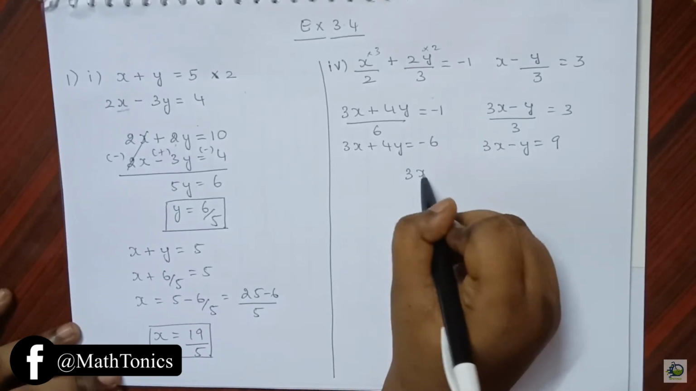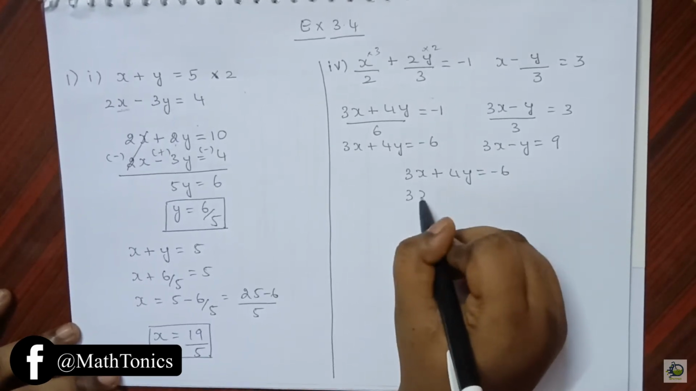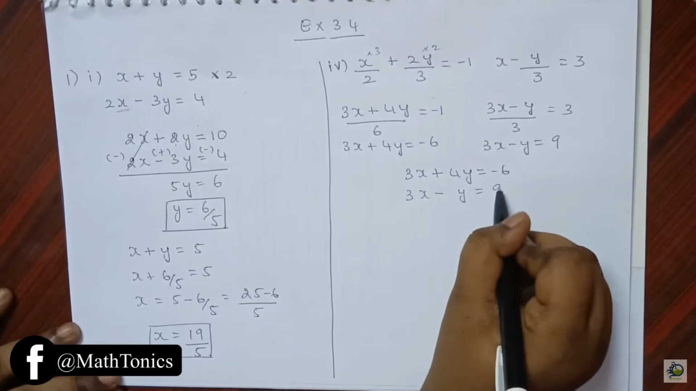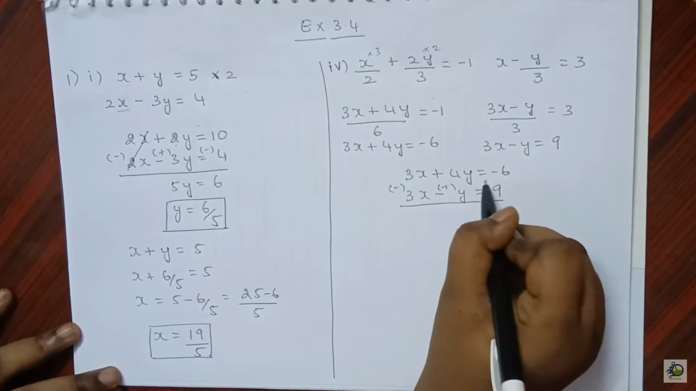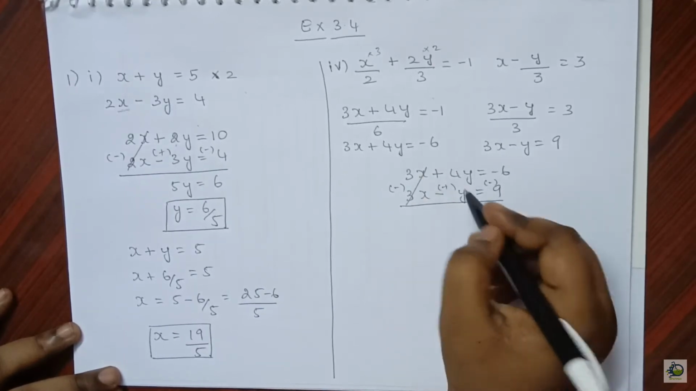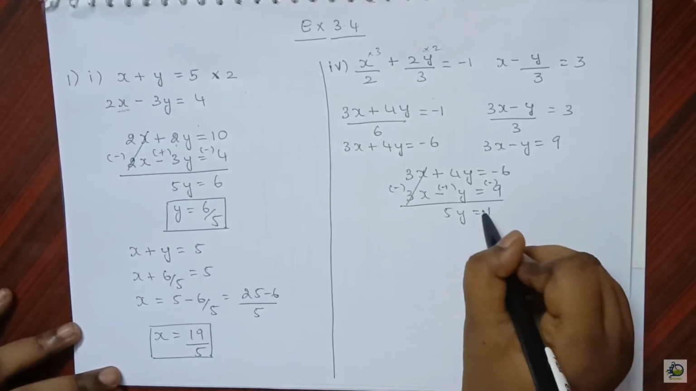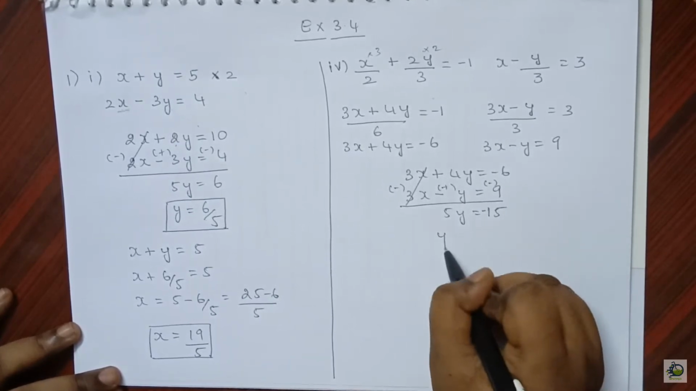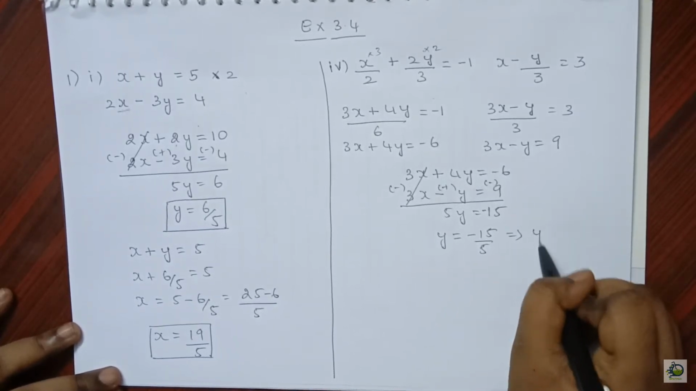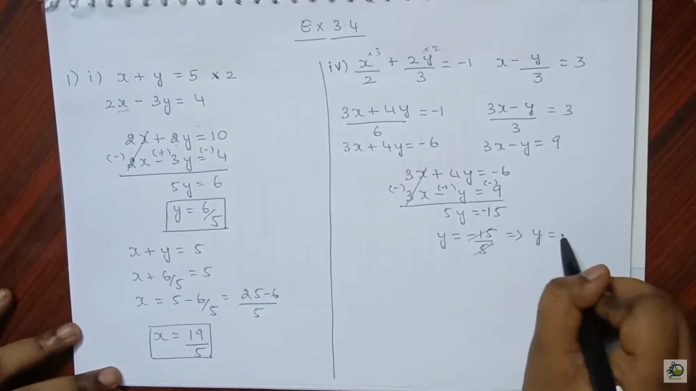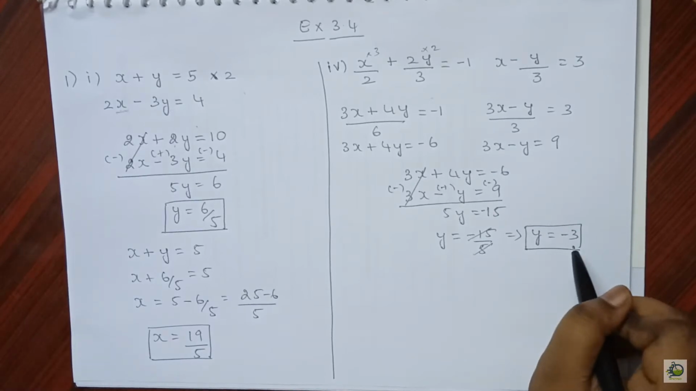So 3x plus 4y equal to minus 6. Here I am having 3x minus y equal to 9. So when I change the signs, it becomes minus, plus and minus. So these both get cancelled. 4 plus 1 is 5y, which is equal to minus 15. So y will be equal to minus 15 by 5, which implies y is equal to, I can cancel these both, minus 3.